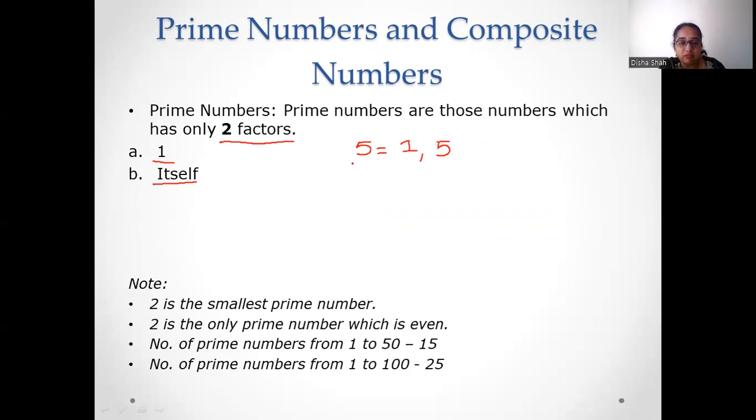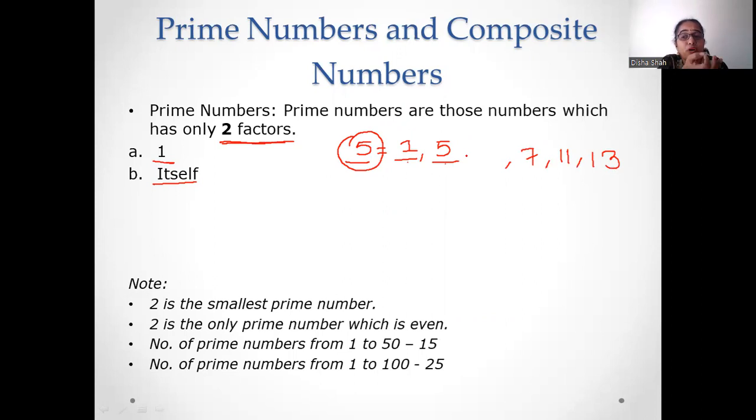So here you can see this number 5 has two factors. One is 1 and one is 5. So does it satisfy the condition of a prime number? Yes. What are prime numbers? Prime numbers are the numbers which have two factors. एक तो 1 और एक वो खुद. तो आप यहाँ पर देख लो एक 1 आ गया factor और एक वो खुद आ गया. And hence I can say that 5 is a prime number. Okay. Similarly, 7, 11, 13, all are prime numbers.